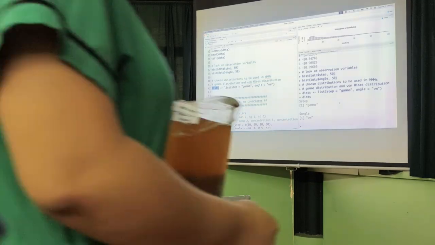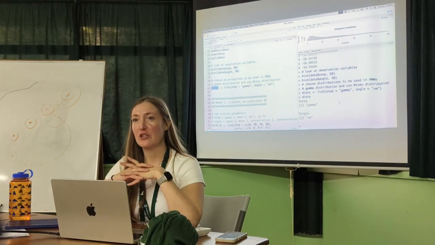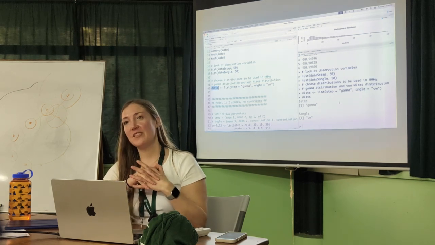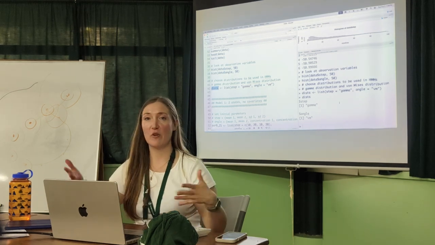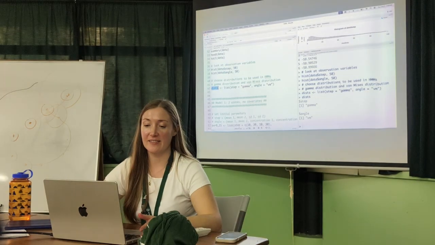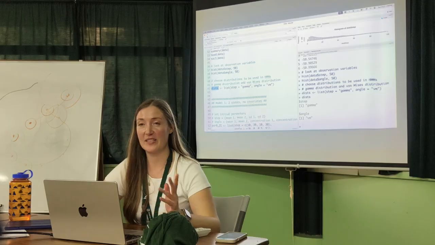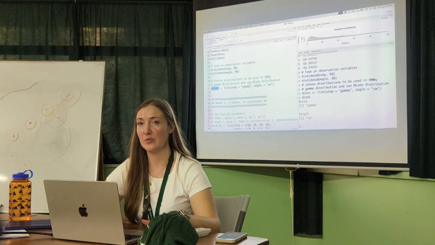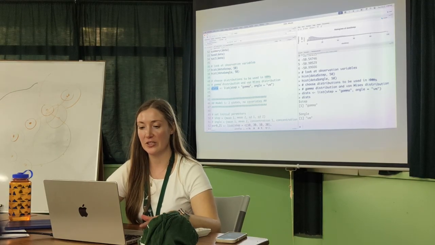Yeah, so this is kind of what we were talking about, choosing those state-dependent distributions. You could try different ones and compare them if you wanted to. I'm not going to do that in the tutorial. For simplicity, I'm just going to use gamma and von Mises, but yeah, you could definitely try different distributions.